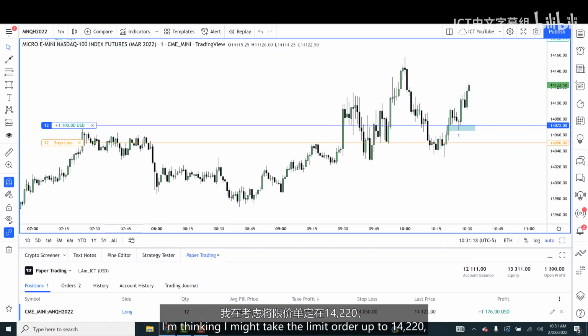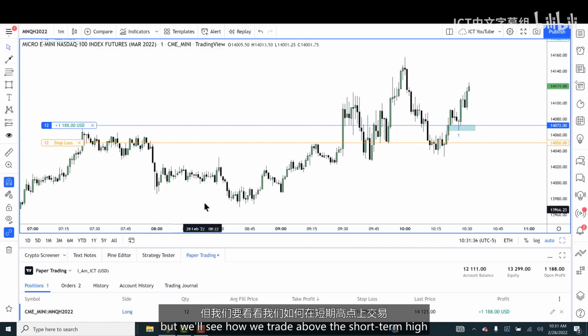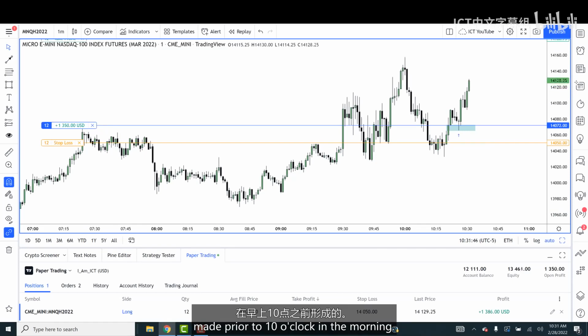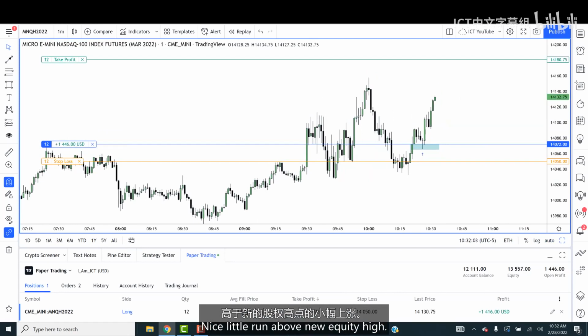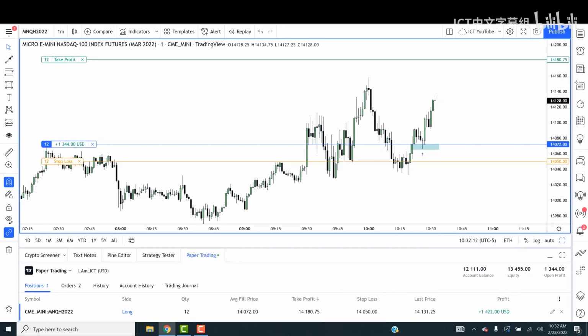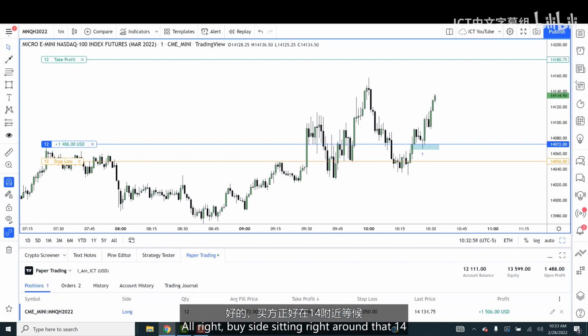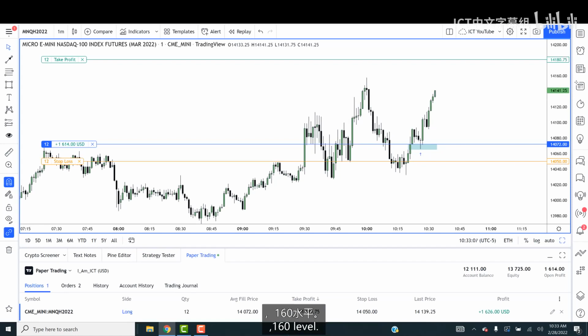I'm thinking I might take the limit order up to 14,220, but we'll see how we trade above the short-term high made prior to 10 o'clock in the morning. Nice little run above new equity high. Nice placement on the entry. It's probably random. Alright, buy side sitting right around that 14,160 level. That's in the crosshairs right now.